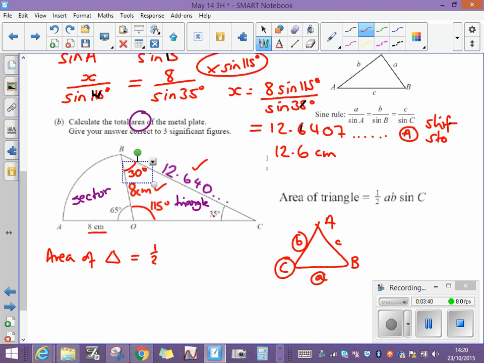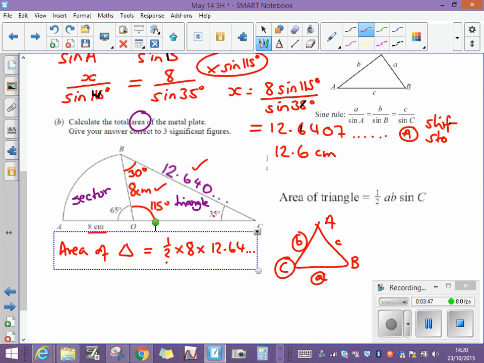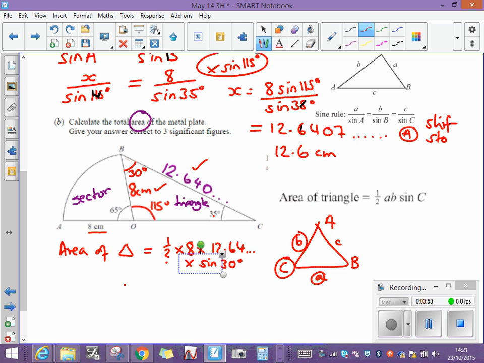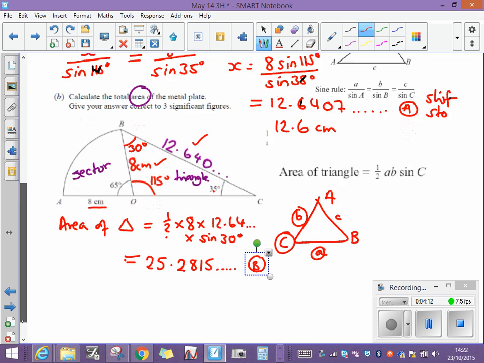So it's going to be a half times 8 times the 12.64 that I saved on my calculator times sine of 30 degrees. And if I work that out, it comes out as 25.2815. Now again, I'm going to store that in my calculator memory. Let's store that and call it B. So I'm just going to press Shift Store B. Okay, next thing I need to do is find the area of the sector.